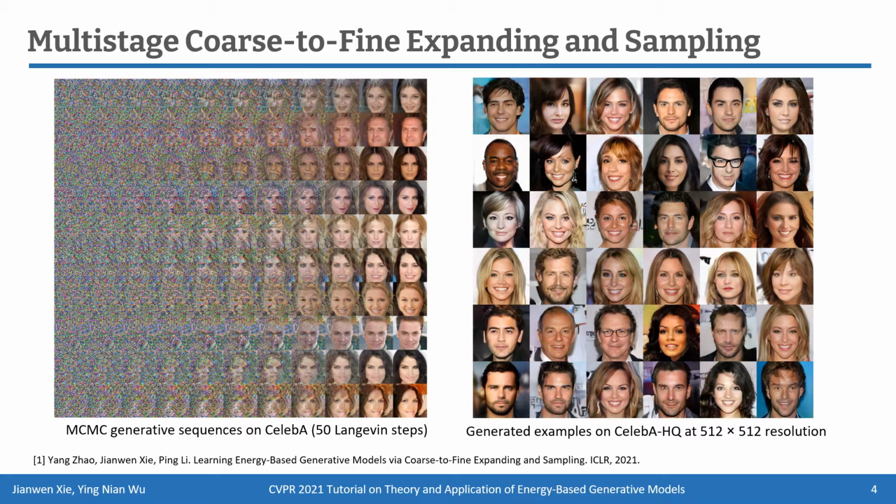So the figure on the left shows the MCMC generative sequence after learning the model on CelebA data, where we use 50 Langevin steps to generate the images. And the figure on the right shows the generated examples after learning the model on the CelebA-HQ high-quality data at 500 by 500 resolution. So you can see that the generated images are very realistic.